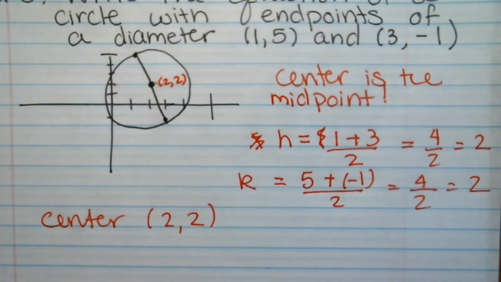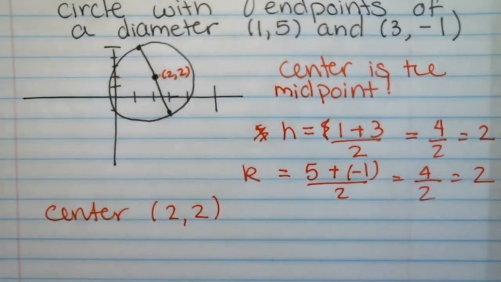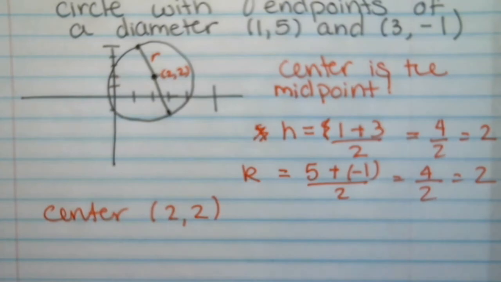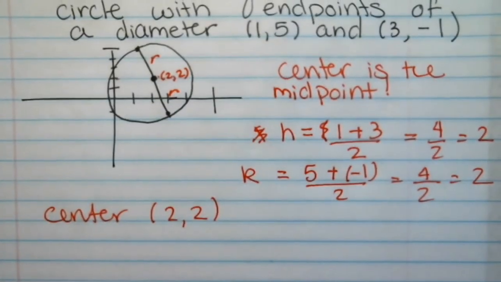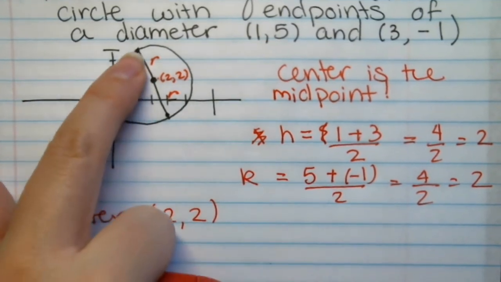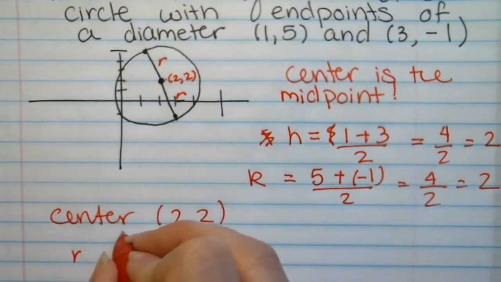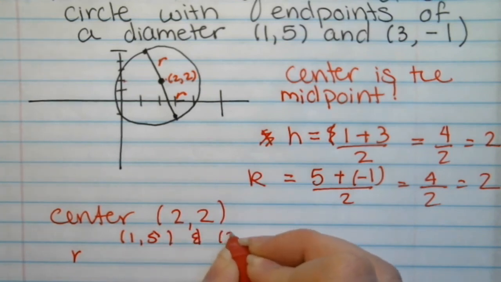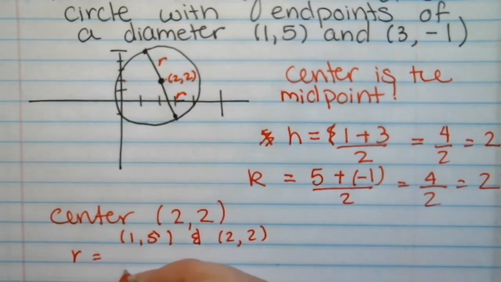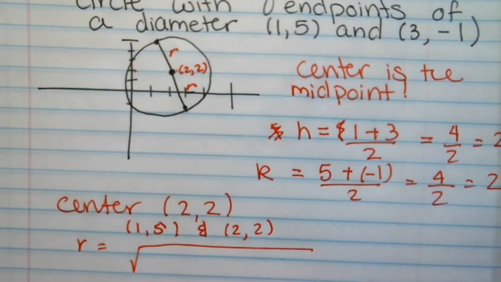Now the only other information that we need to write the equation of the circle, as we saw in the previous example, is the radius. So that would be this distance here or this distance here. So let's look at the distance between 1, 5 and 2, 2. So the radius is going to be the distance between these two, because that's this distance here.